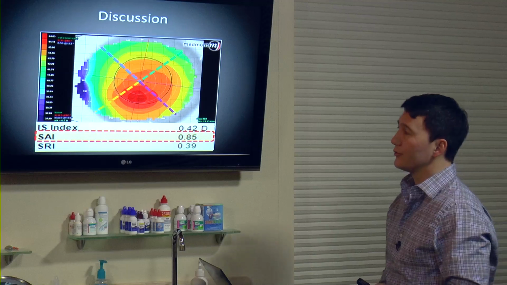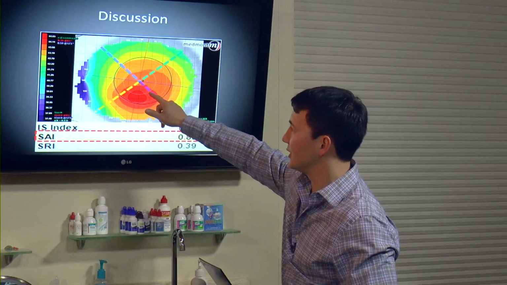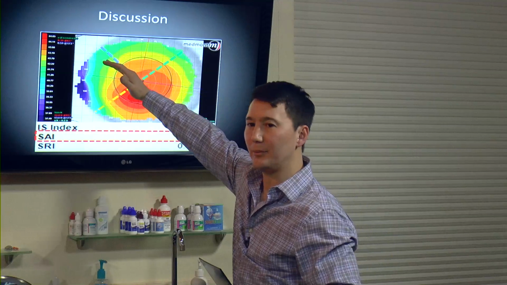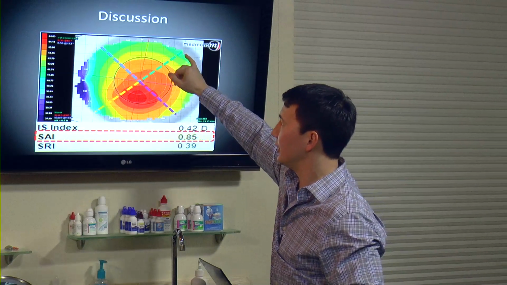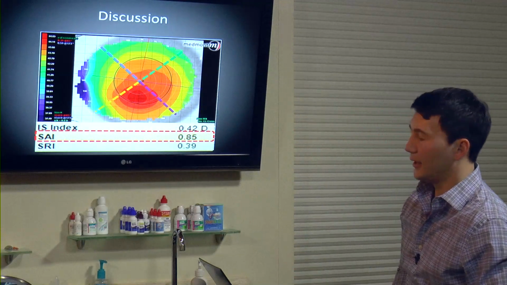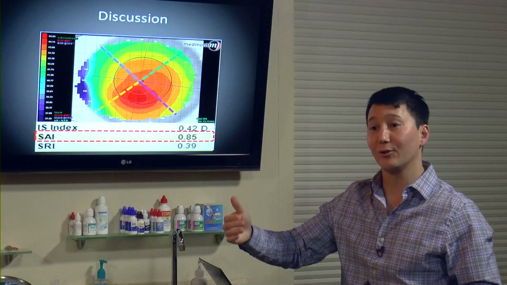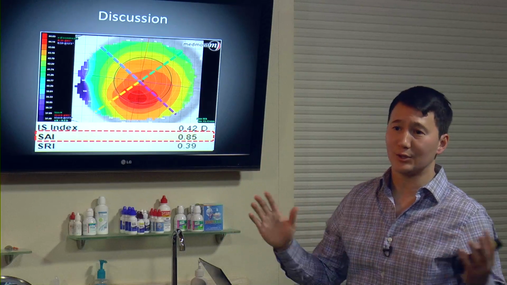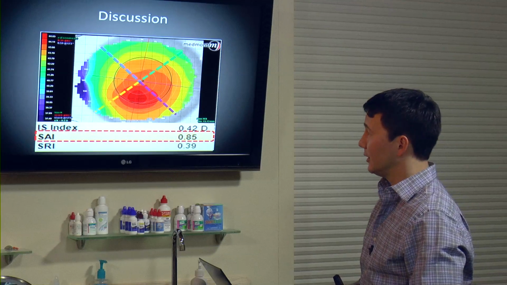Now the next value is surface asymmetry index, and what it does is it looks at the powers across this line and compares it like a mirror to the powers on the opposing side. And then in this oblique meridian it does the same thing, comparing this side to this side. And the more asymmetrical the surface, the higher the number. So 0 would be an eye that has absolutely zero asymmetry. I don't think we'll ever see that in our career in eyes.